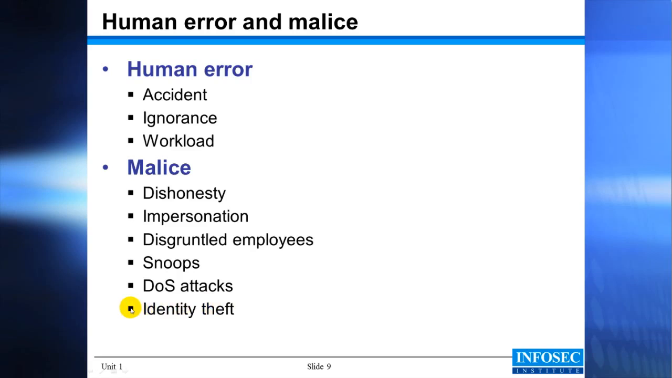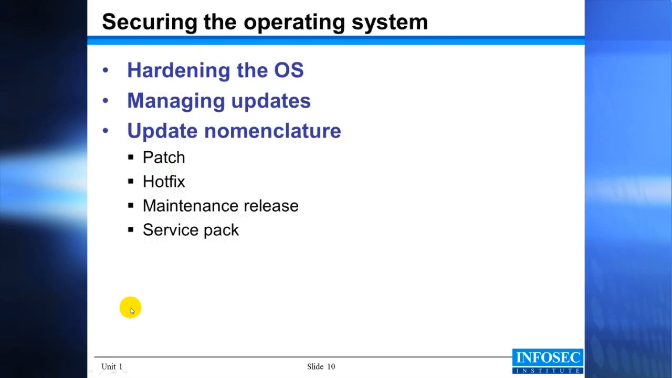So again, there are many different things that allow these security incidents to take place. It's up to the organization to take steps to minimize the possibility of these events occurring. One technique would be to secure the operating systems that the users rely on in order to do their jobs. And there are many different ways to do that.